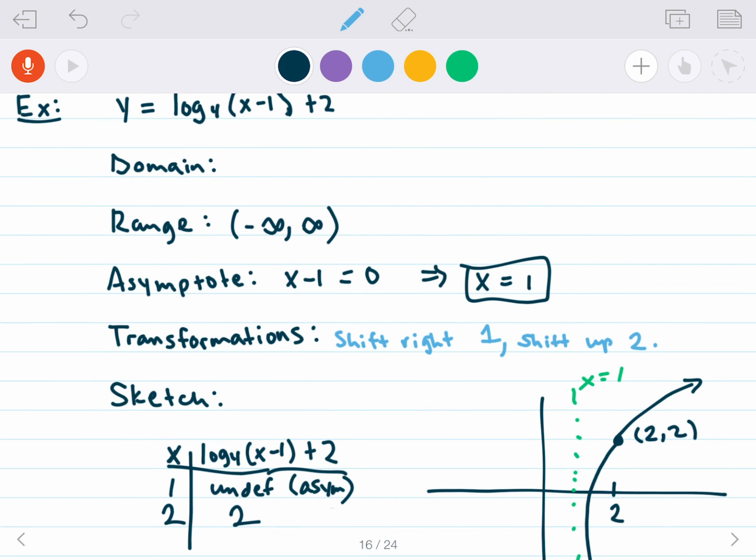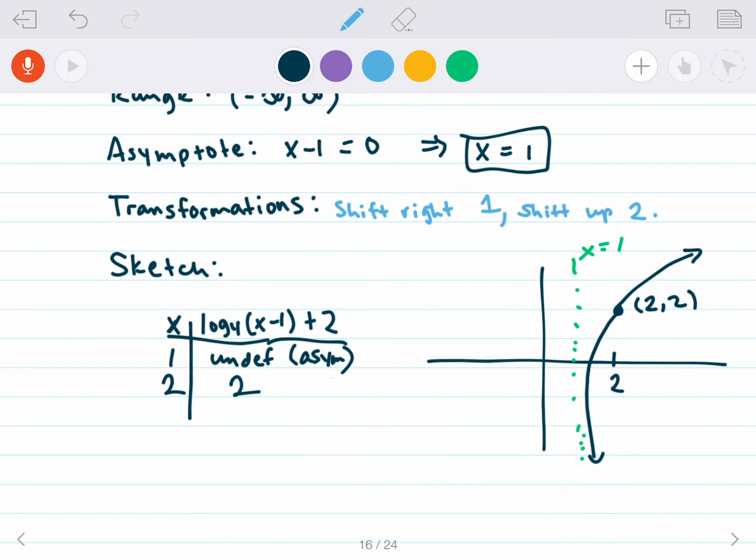What's the domain? Well, the domain of the parent function is going to be everything bigger than 0. Since we shifted this thing to the right 1 unit, the domain is now going to be 1 to infinity, all right? So what are our x values? Well, x starts at 1, but not including 1 because that's where the asymptote is, and it goes all the way to x equals infinity.